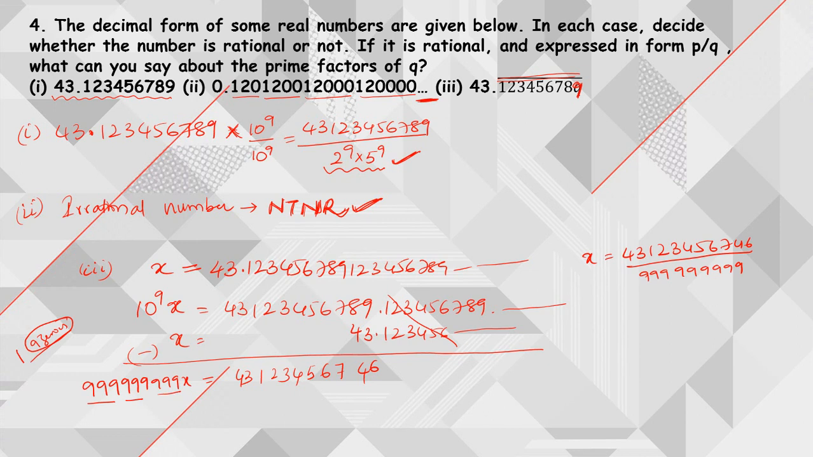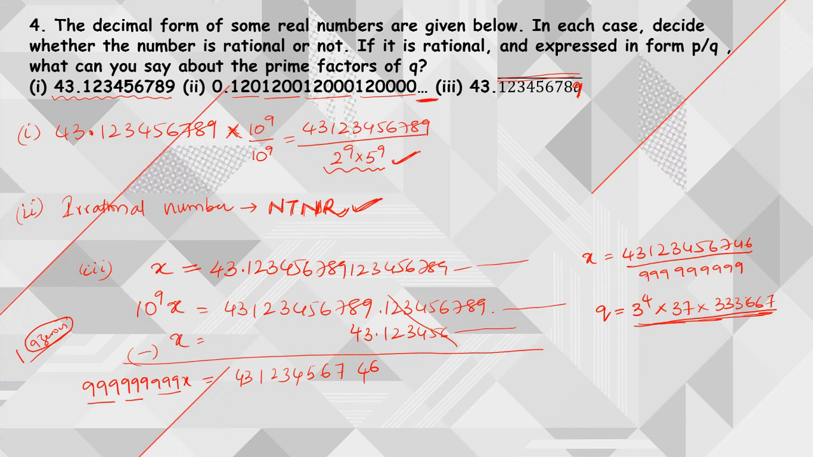Now if you observe the denominator, it contains 9 nines. This q I can write as 3 power 4 into 37 into 333667. So this denominator 999999999 can be written as 3 power 4 into 37 into 333667. This is nothing but the prime factorization of 9 nines.